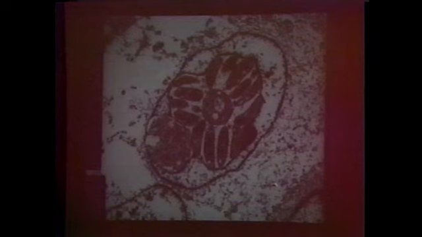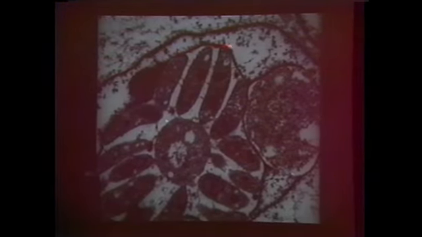Pretty little things, aren't they? Look at that. And they have all the structures, of course, of apicomplexa, right there. And this is the host cell nucleus. I had never seen a coccidian in the nucleus. I mean, usually they're in the cytoplasm of the epithelial cell.